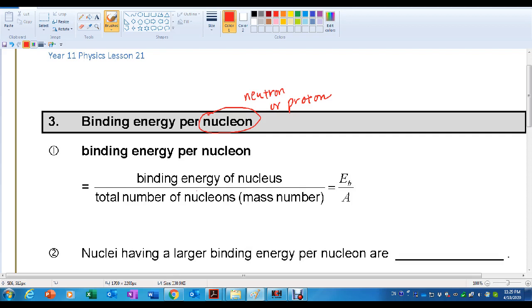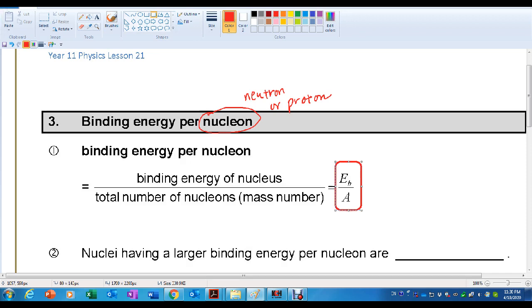All right, so binding energy per nucleon means the binding energy divided by the total number of nucleons. And we know that the total number of nucleons means the mass number. So that would be the definition, E_B over A. Sometimes we use delta E, that's all right.